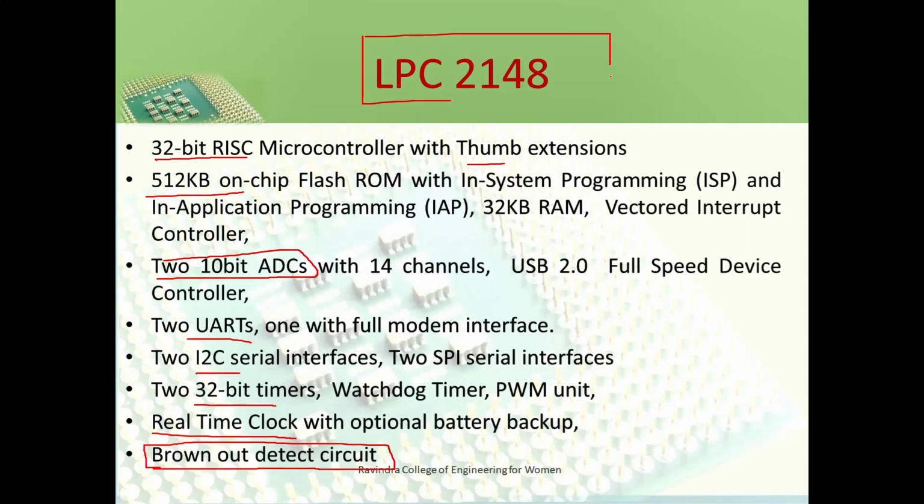Normally this is also called an ARM IC. This is also called ARM, which is a more powerful microcontroller. So this was the introduction to microcontrollers as well as the LPC2148.